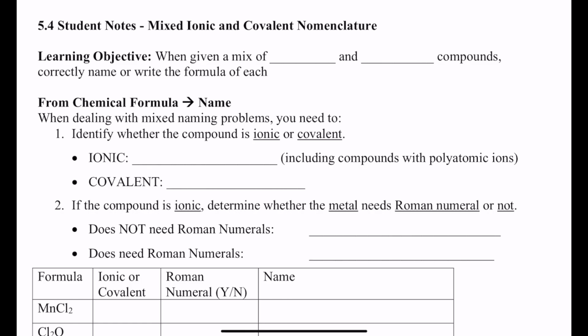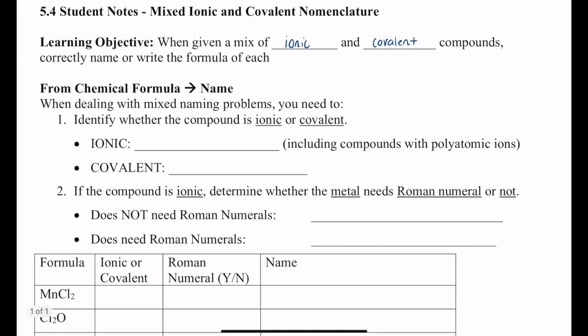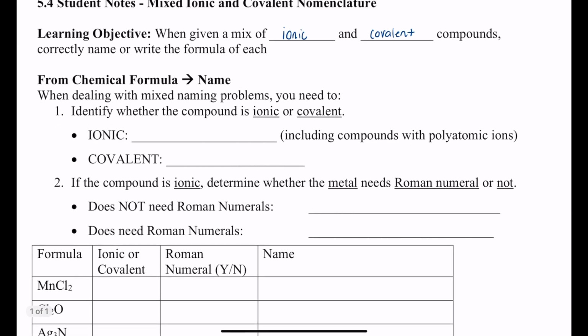So in this lesson, we're going to make sure that we can tell the difference between ionic and covalent compounds, and then kind of practice that a little bit. So when we're given a mix of ionic and covalent compounds, we want to be able to correctly name or write the formula of each. And these examples aren't going too crazy. These are just high school chemistry examples. So we'll learn rules that cover those examples.